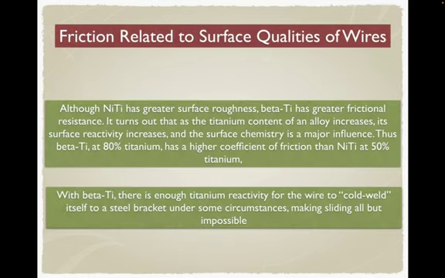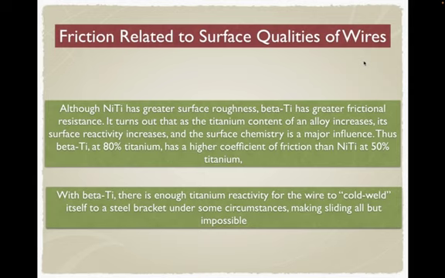Now, we said that friction is affected by these factors, but it can also be affected by the nature and surface of the sliding surfaces. For example, if we have a nickel-titanium wire and a beta titanium wire and we study them, we can see that the nickel-titanium wire has higher friction compared to the beta titanium wire. However, the resistance to sliding, not friction, is higher for the beta titanium wire than for the nickel-titanium wire.